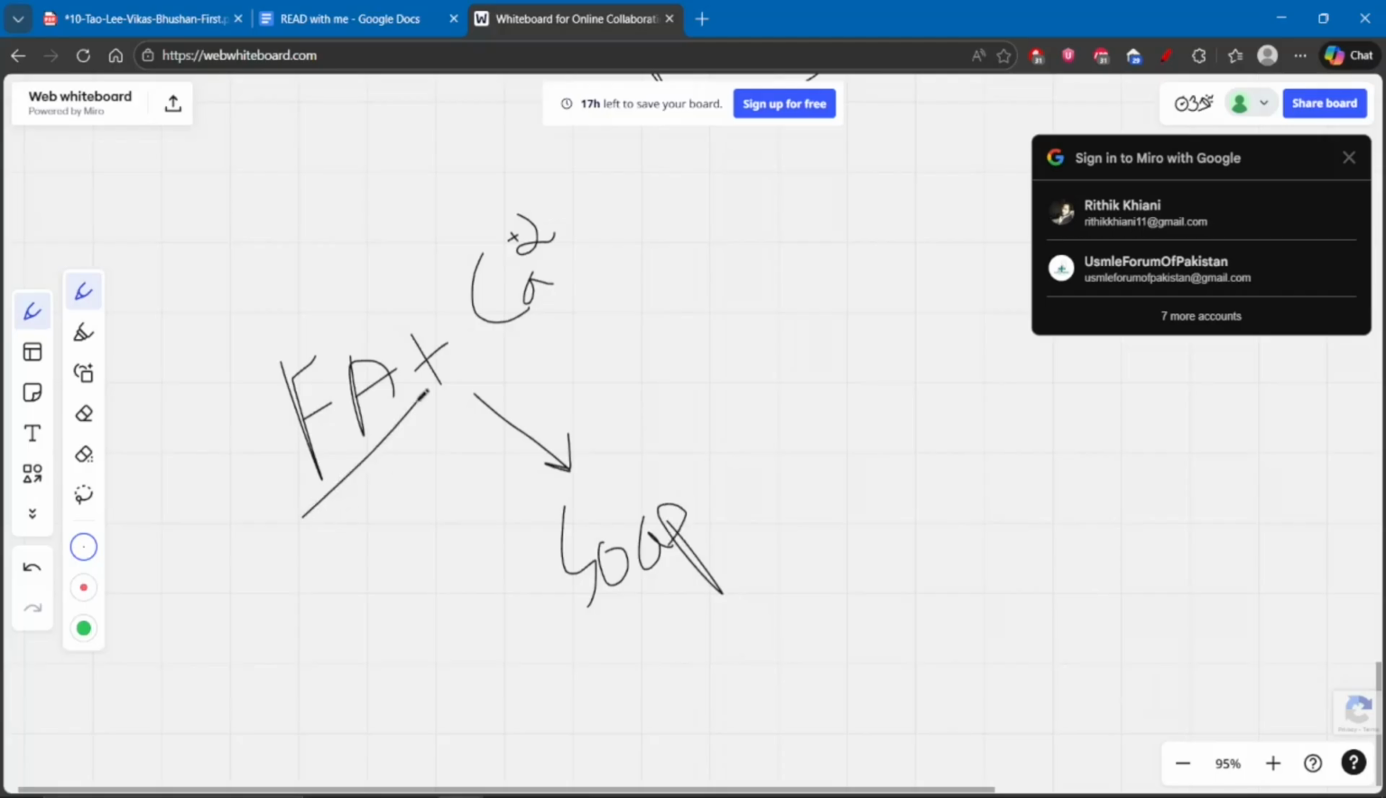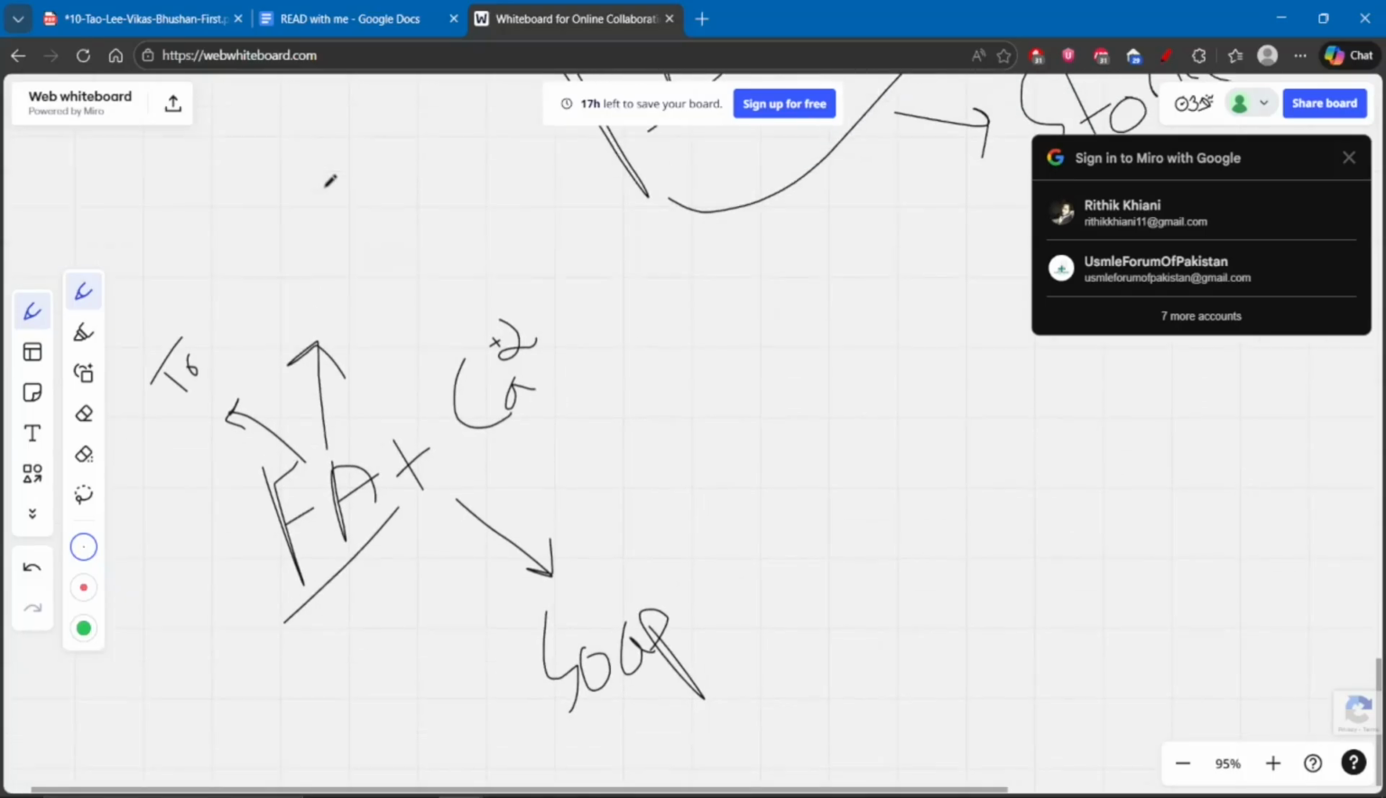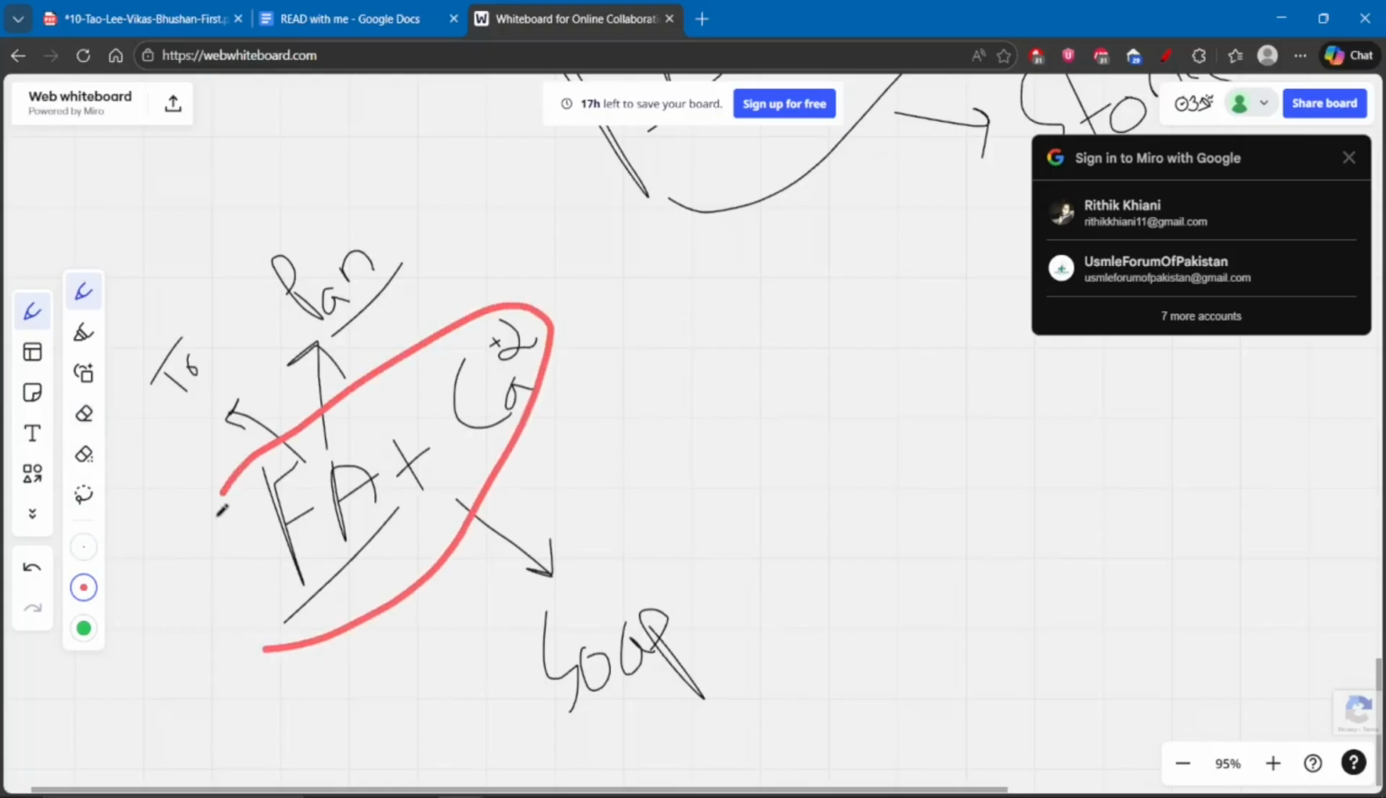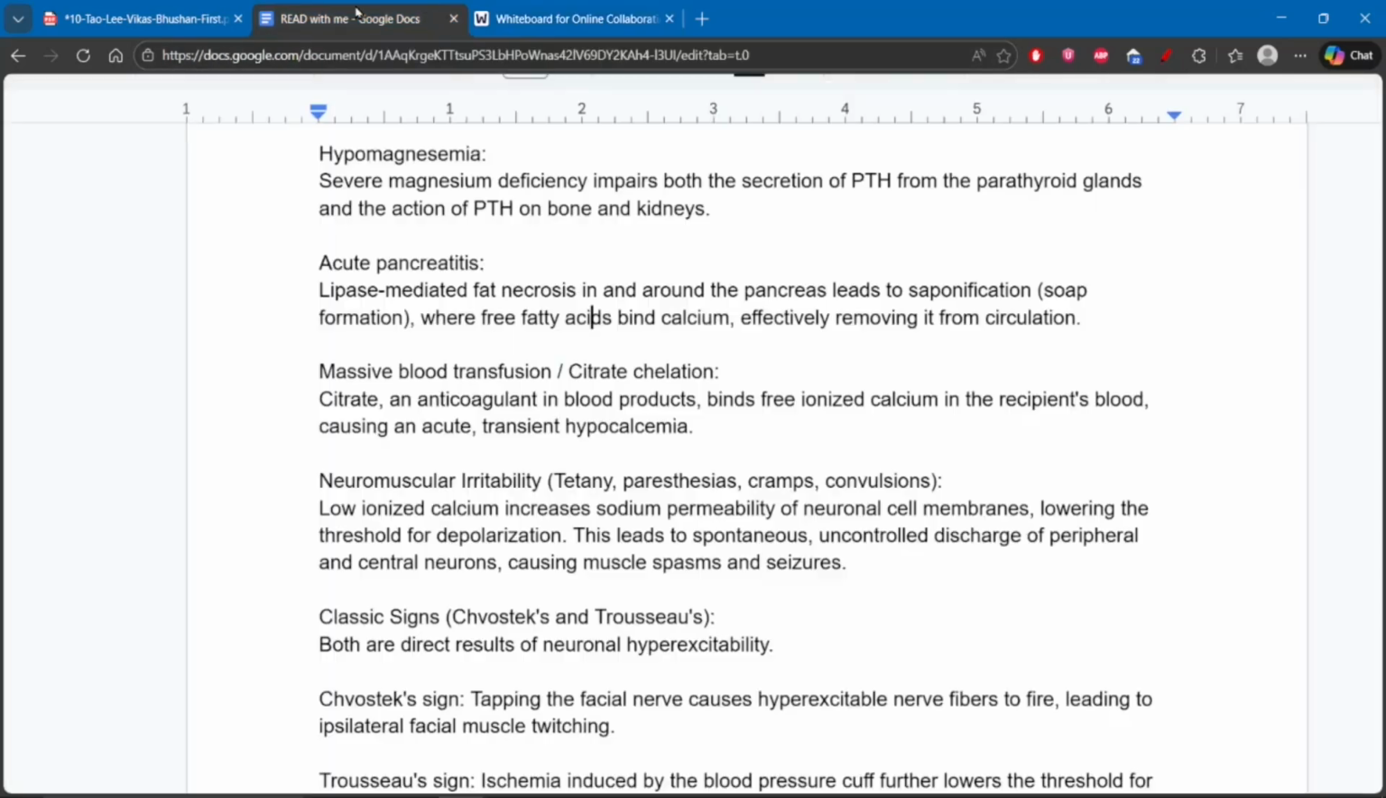And these fatty acids might come from trauma, or in this case, they might come from any end organ damage, specifically pancreatitis, right? This is what you need to understand, that this is the chemical reaction that is going on in the body, right? So that's how acute pancreatitis causes hypocalcemia.